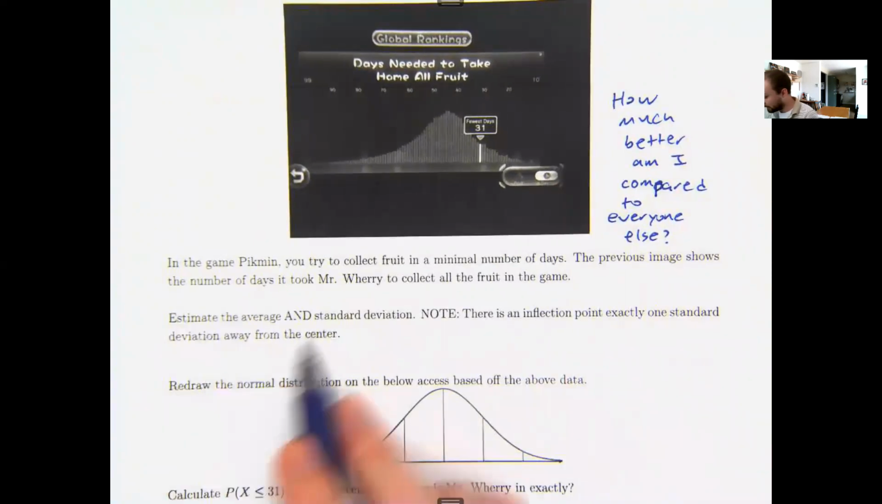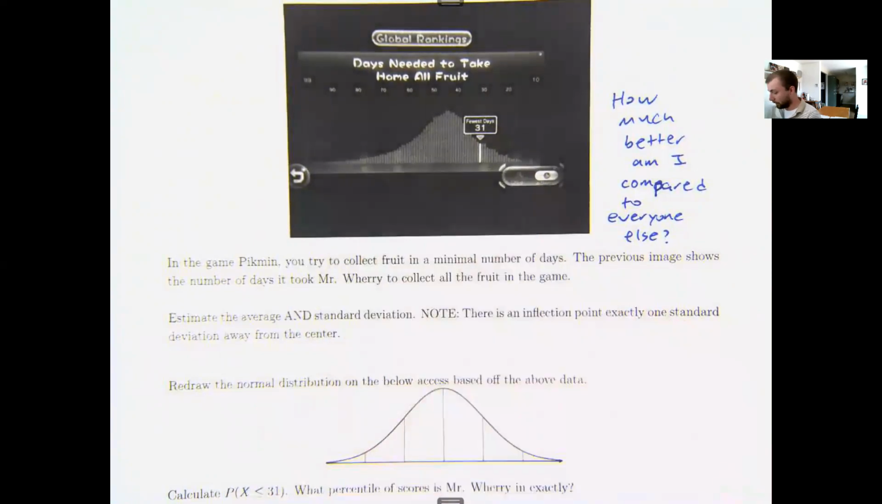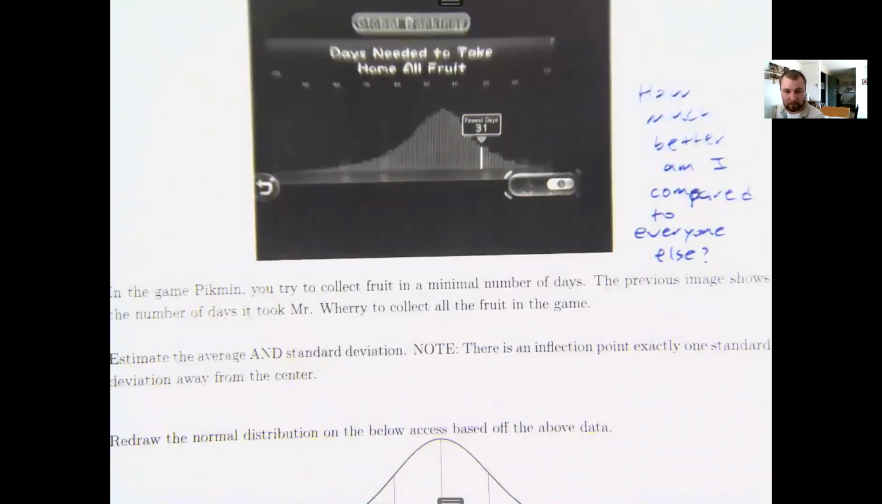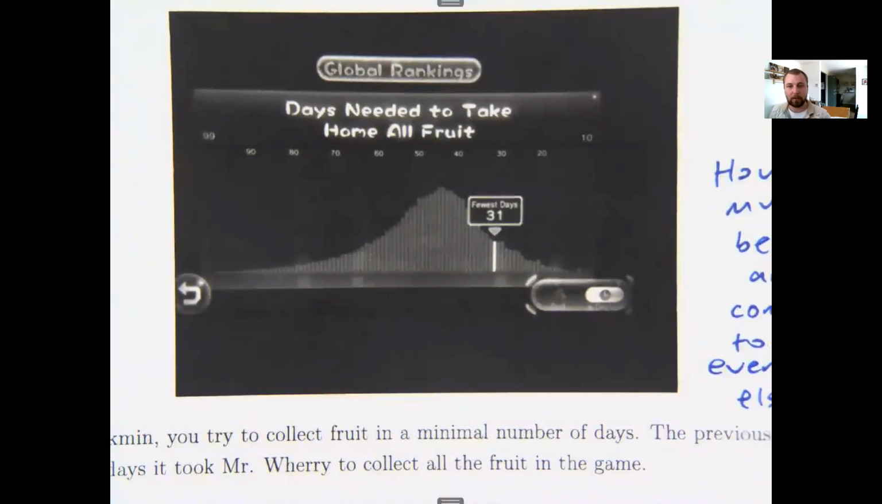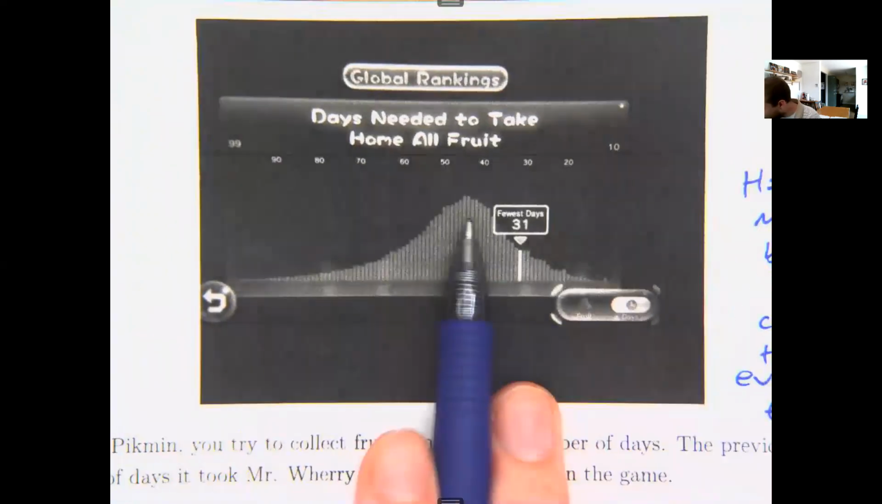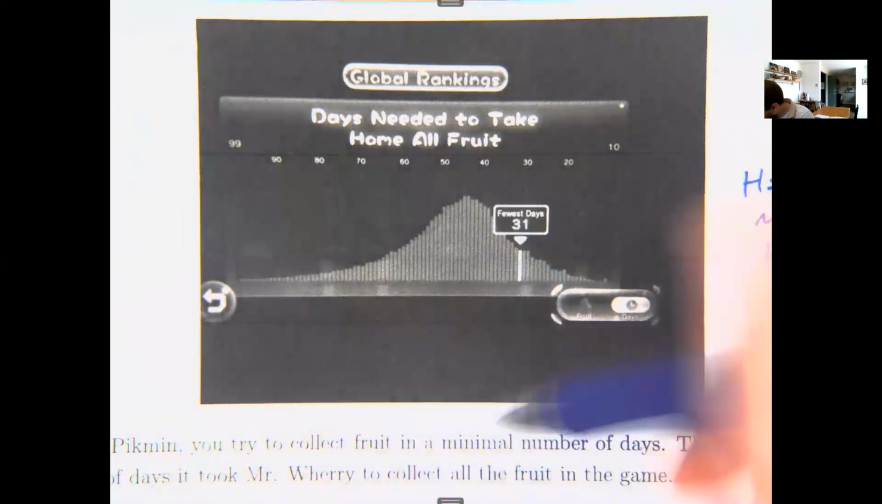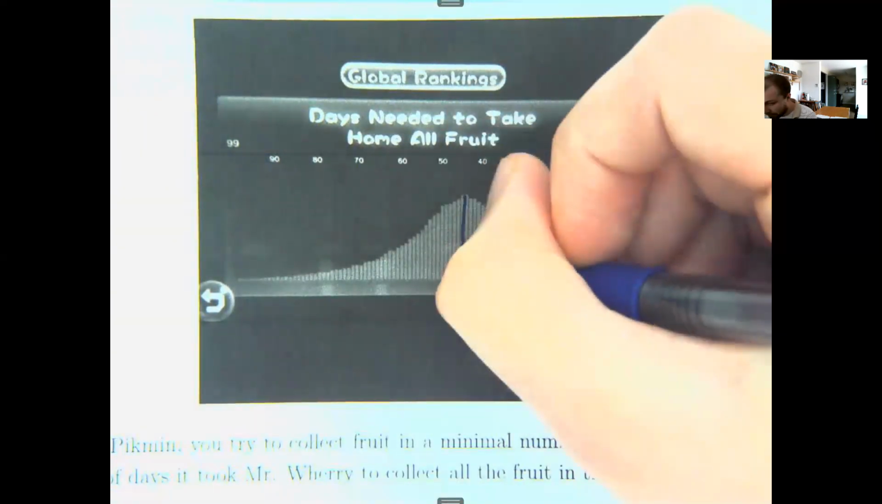It says estimate the average and the standard deviation for this graph. This might be a little bit hard to do on the overhead, but let's do our best. And it also asks for the standard deviation. Now my average is going to happen right at the middle of the mound. So trying to visualize this on this graph, it looks like it's between 40 and 50. So I would anticipate an average of about 45 days.